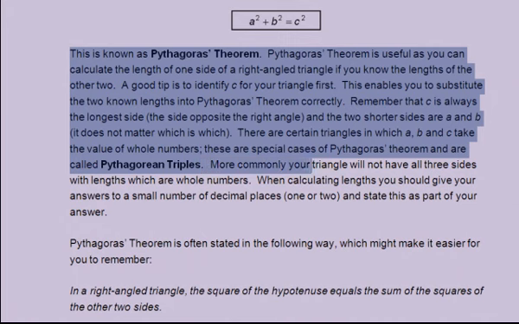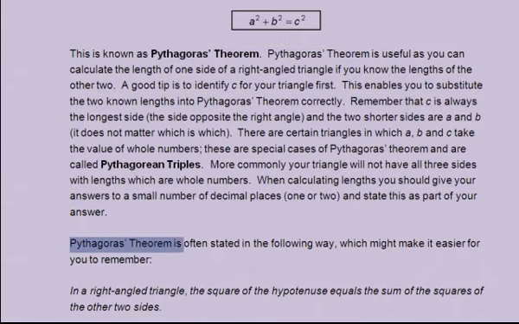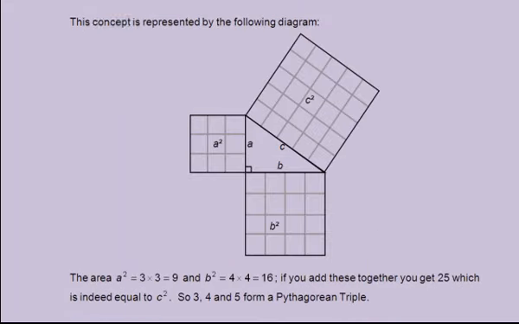More commonly, your triangle will not have all three sides with lengths which are whole numbers. When calculating lengths, you should give your answer to a small number of decimal places, 1 or 2, and state this as part of your answer. Pythagoras' theorem is often stated in the following way, which might make it easier for you to remember. In a right-angled triangle, the square of the hypotenuse equals the sum of the squares of the other two sides. This concept is represented by the following diagram.